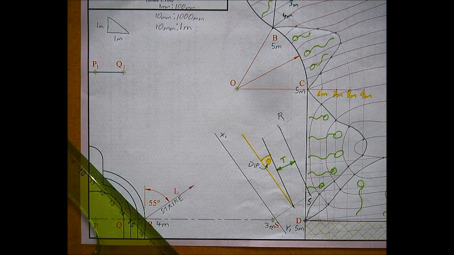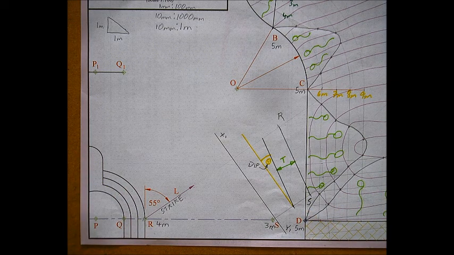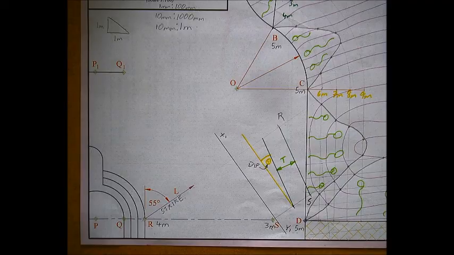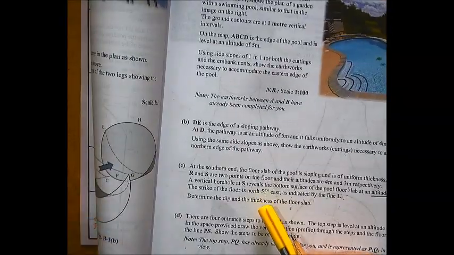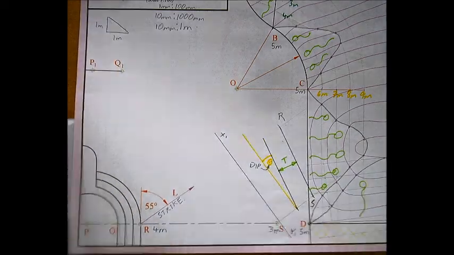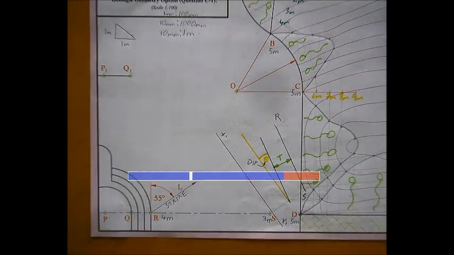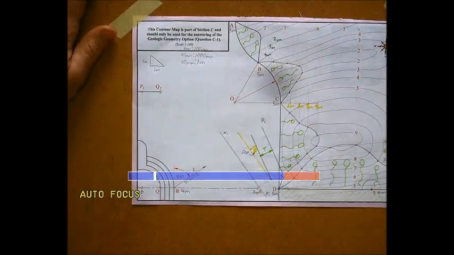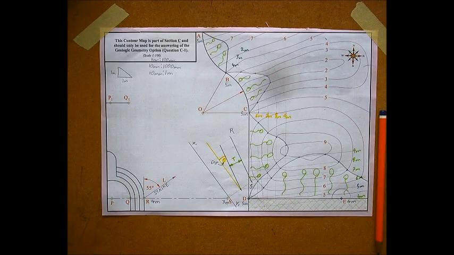Okay, so we have those two done now. We have our dip and our thickness, and that is all we needed for part C. So if we have a look now, we have most of the question done at this stage. All we need to do now is have a look at the last part, part D.